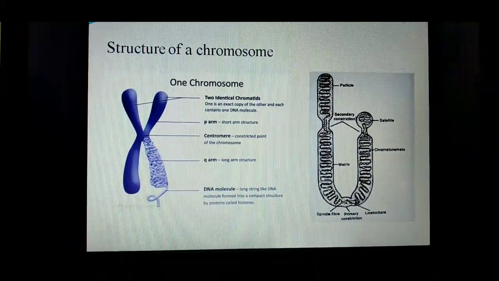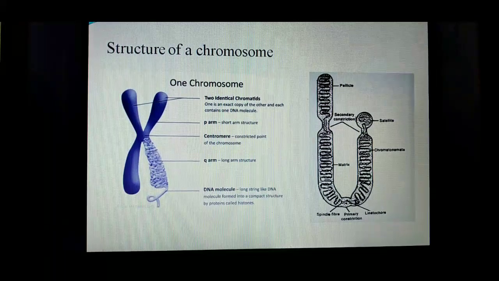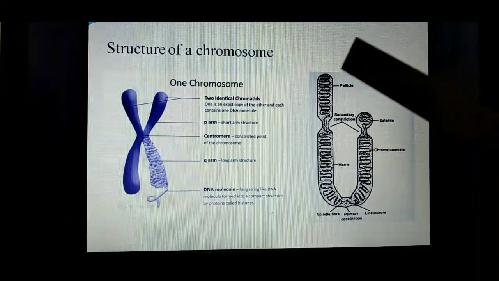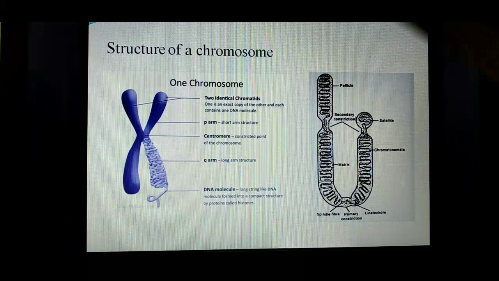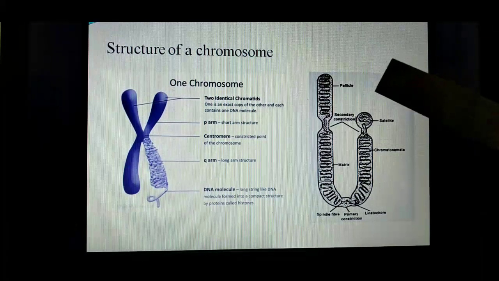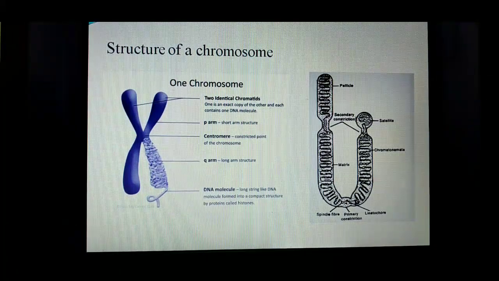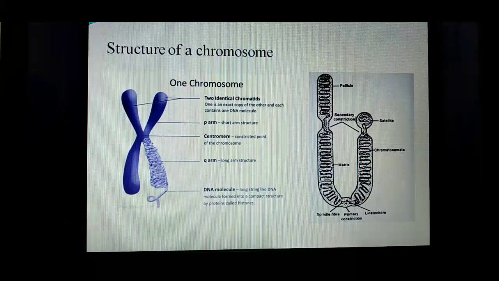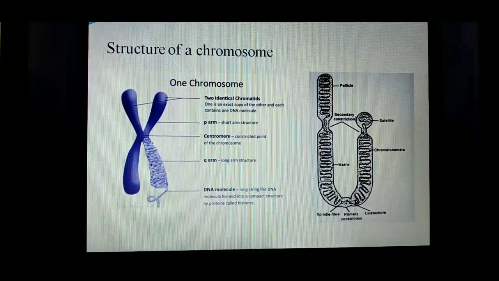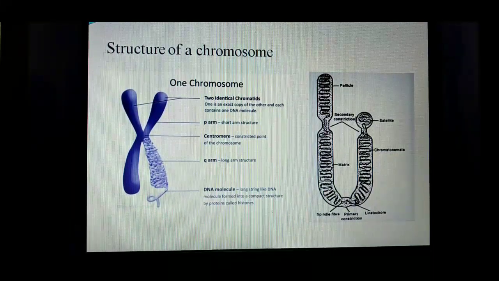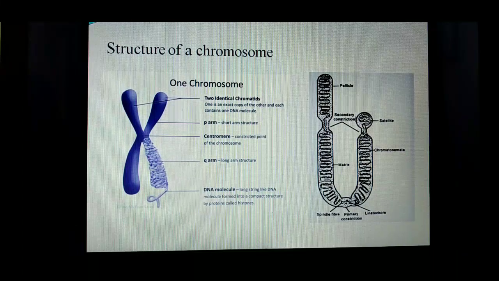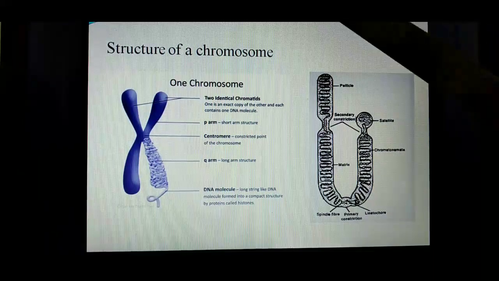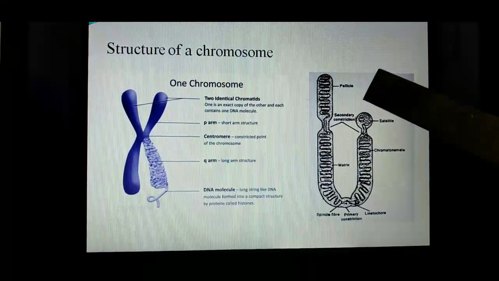Next is the telomere. The end of the chromosome is called the telomere. Each extreme end of the chromosome has this polarity. This polarity prevents the chromosome from joining with the adjacent chromosome, and these telomeres also help to maintain the stability of the chromosome. So telomeres are nothing but the extreme ends of the chromosome.